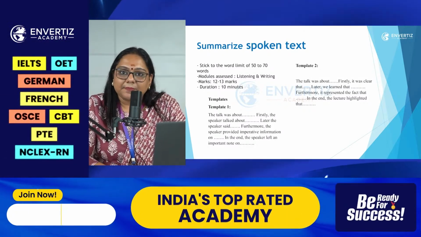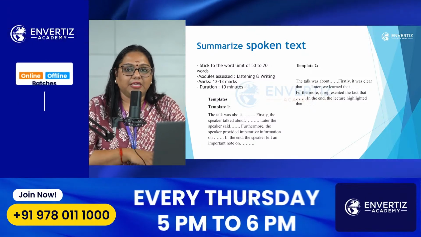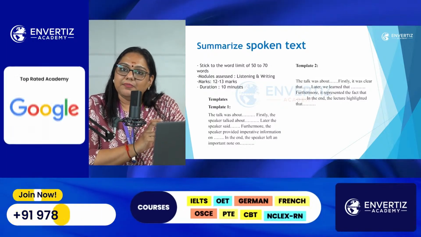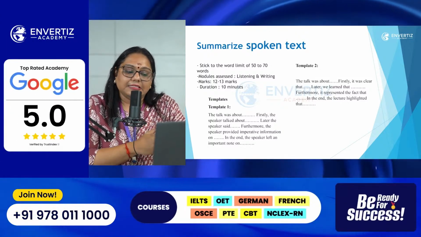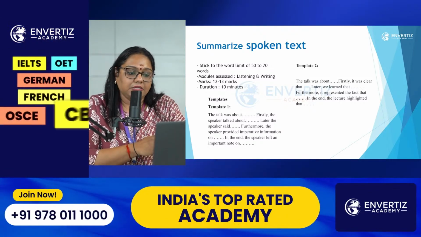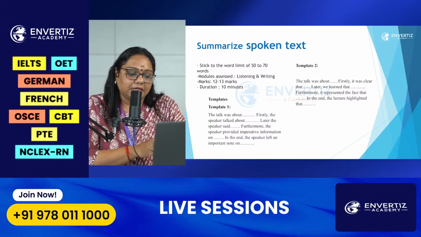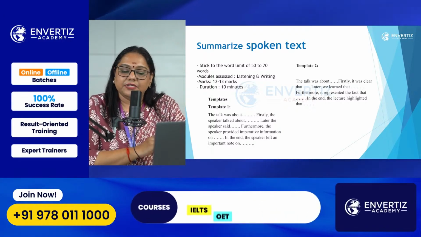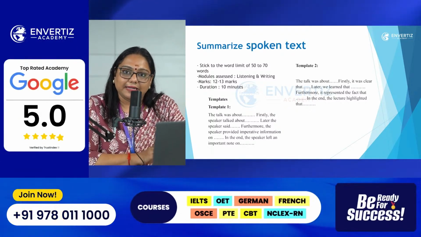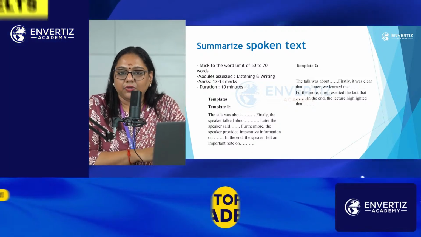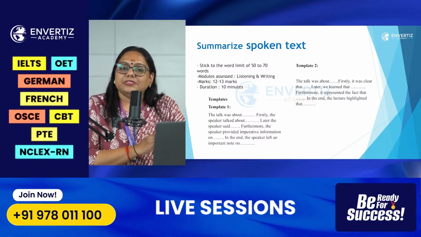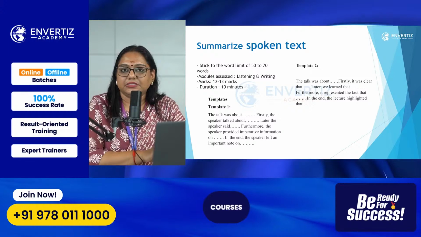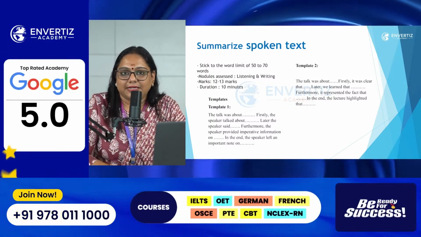So we have the first template here, that is: the talk was about, and you can fill in the heading. Firstly, the speaker talked about, and you can write the main point of the talk. Later, the speaker said, and you can add a supporting point. Furthermore, the speaker provided imperative information on another point that you can come up with. In the end, the speaker left an important note on, and again, you can repeat the heading. So basically, in this template or in any template that you are following, you just need to write down 3 key points and then put them in a template form or in a structure. You can follow this structure and just organize your sentences.